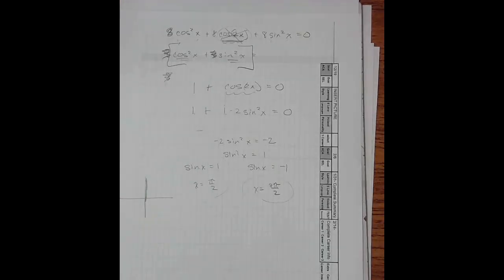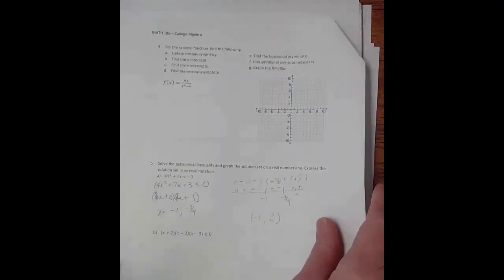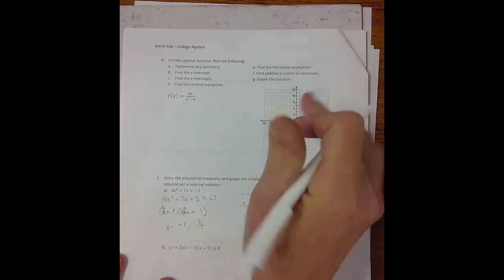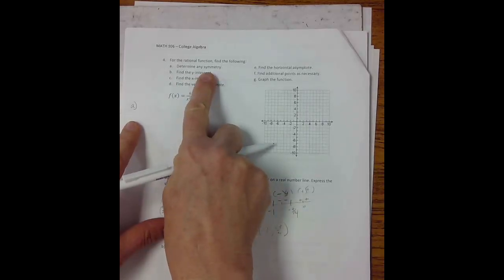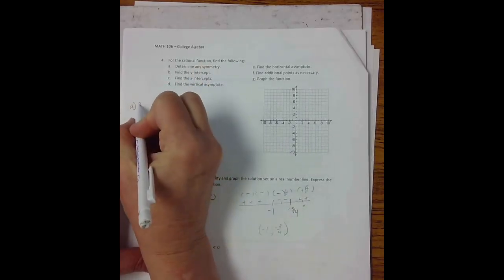So then I give you one that has everything in it. We're going to start off with just determining symmetry. I think on the test I changed it from my key. I'm going to need a little more room. To determine symmetry, remember we put in f of -x. And then we compare it.